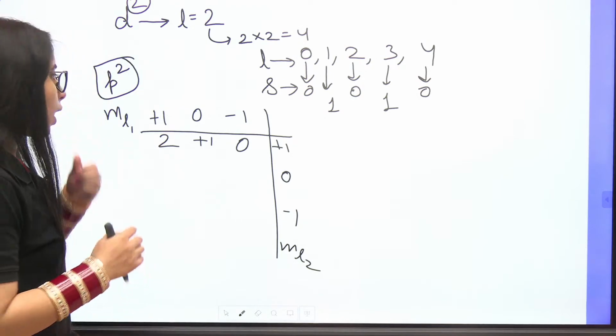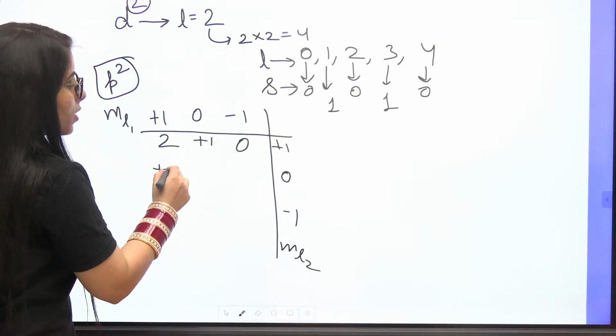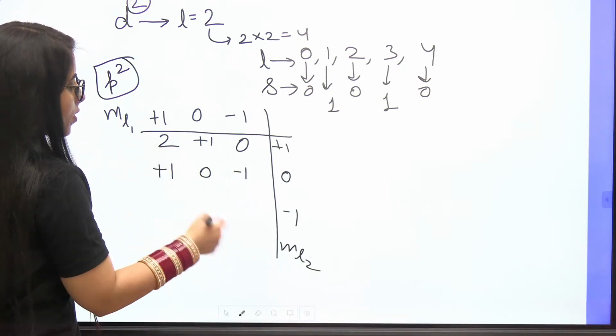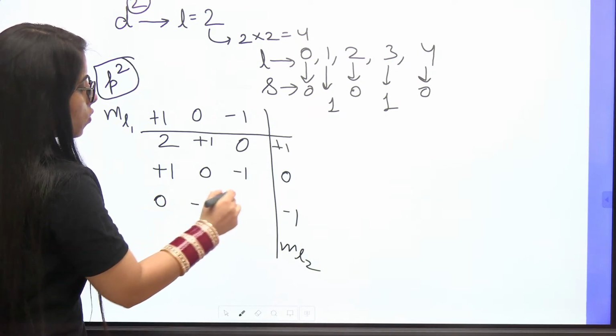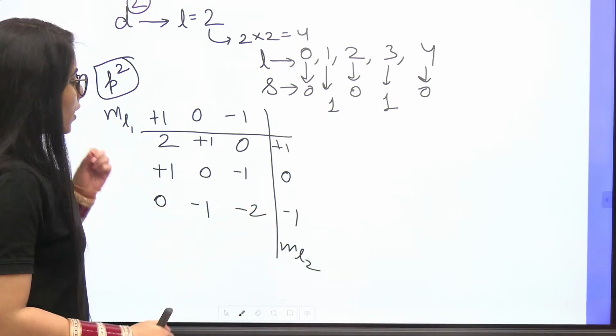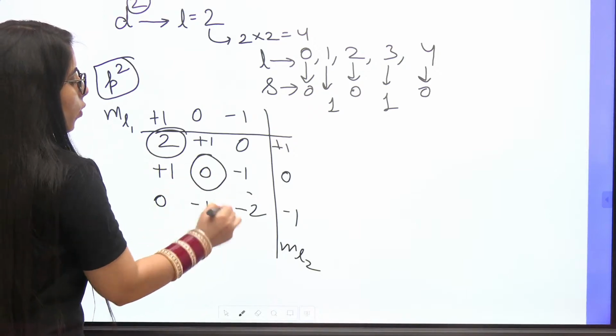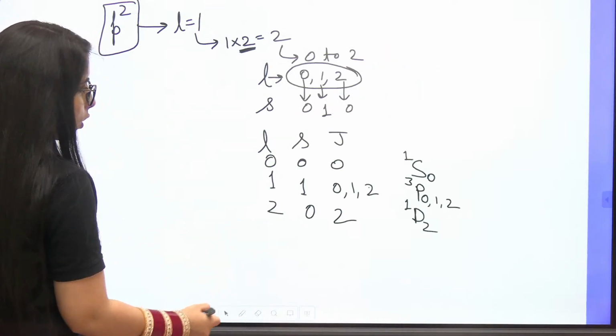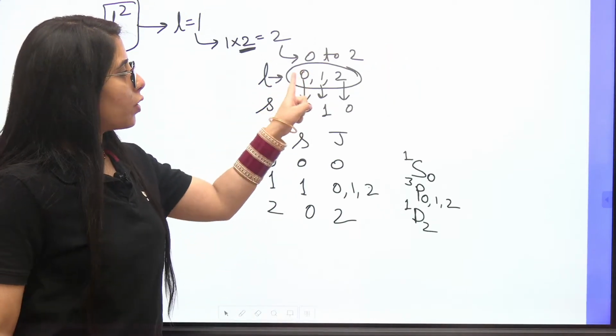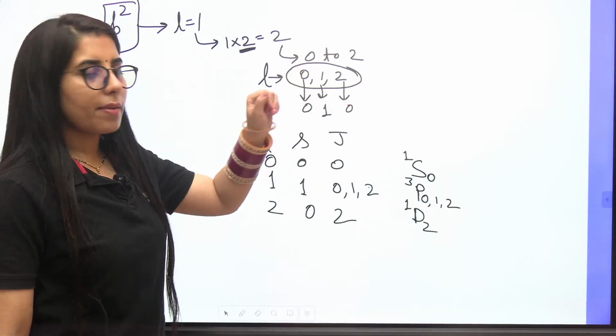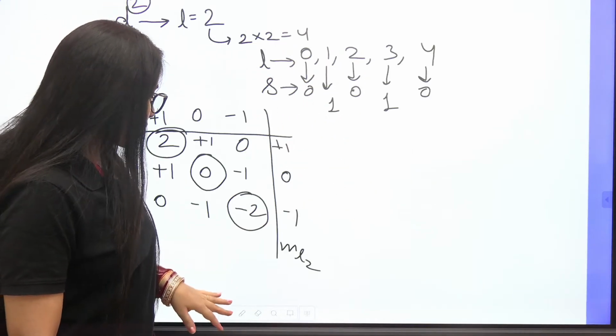Okay. Now, next thing, it's going to be +1, 0 and -1. It's going to be 0, -1 and -2. So you can see 2 and 0. As in the previous example, I have shown you for 2 and for 0, I have taken the spin 0. Reason behind it, that's what I'm going to explain here.